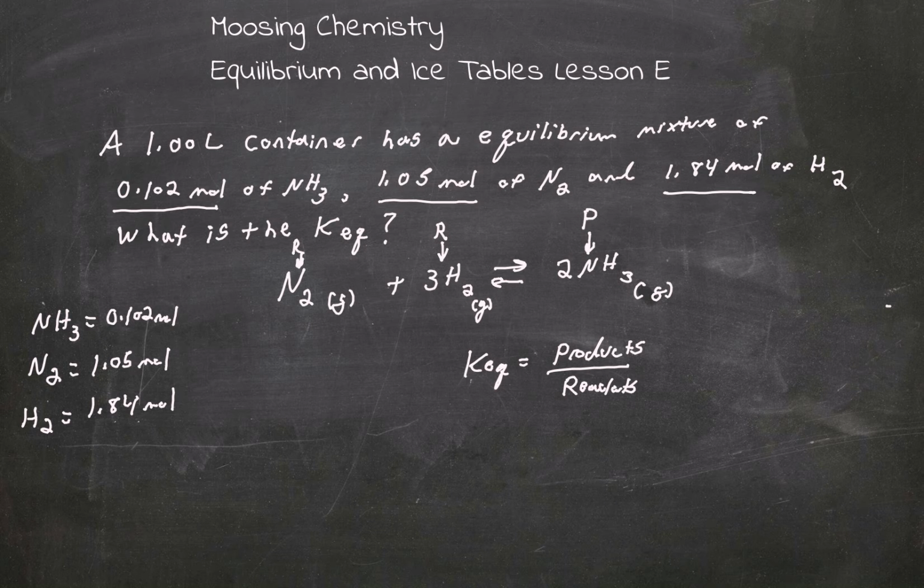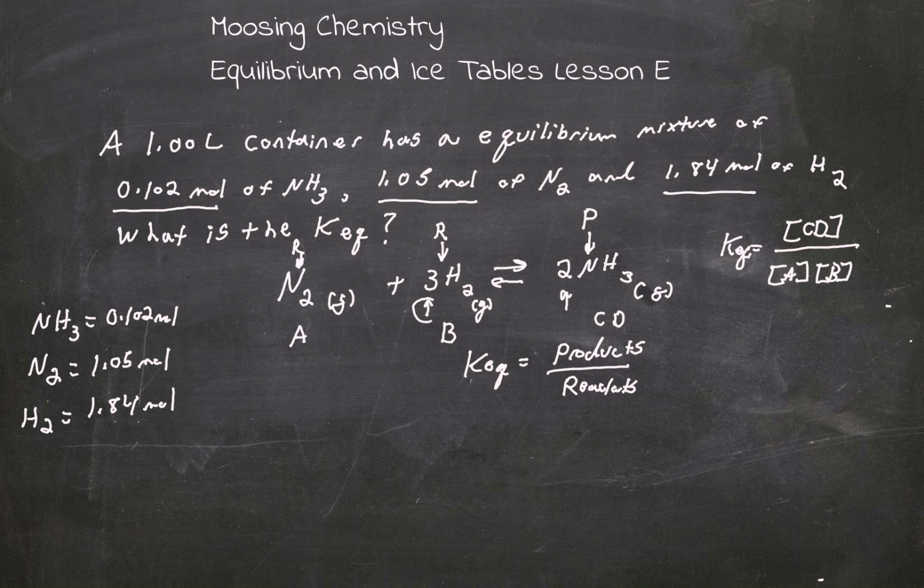Now, remember I told you to keep an eye out for these coefficients, because that's important. Now we're going to set up products over reactants. Think about it like this: this is A, this is B, and since there's only one product, it would be product CD. So Keq equals CD over A times B.